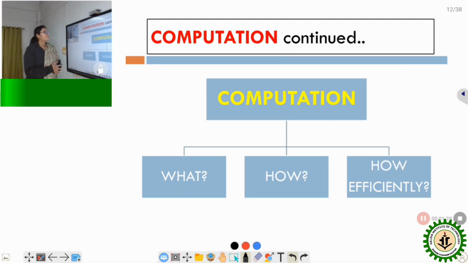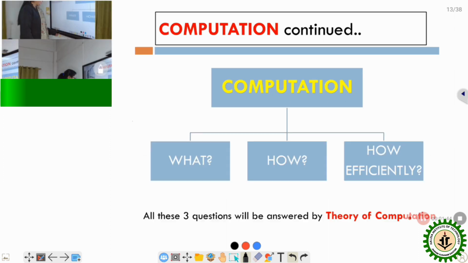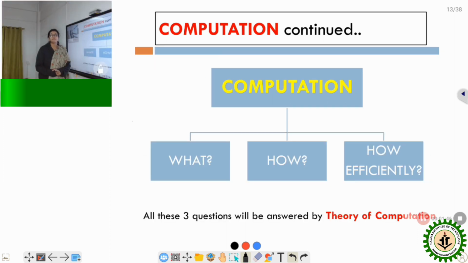Now, when we discuss computation, three questions come to our minds. The first one is what to compute. The second one is how to compute. And the third one is how efficiently we can compute. Now, all these questions will be answered by the subject theory of computation.